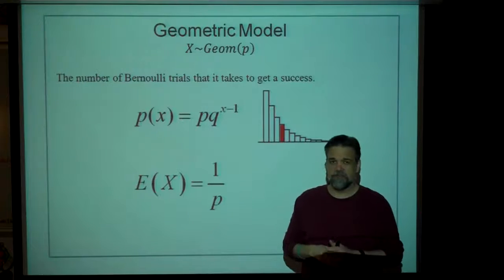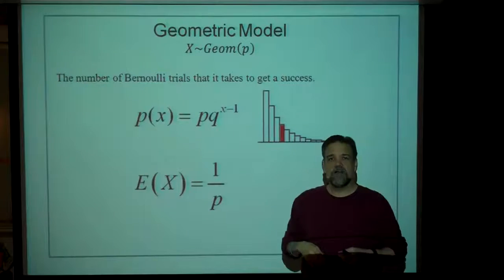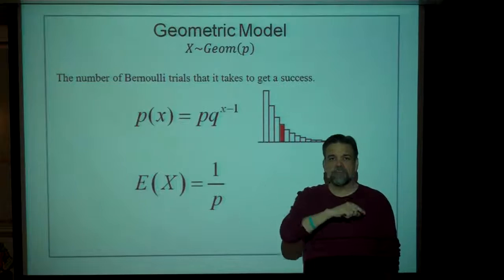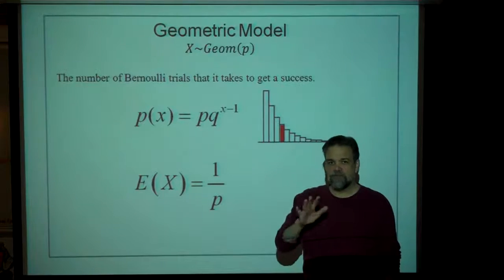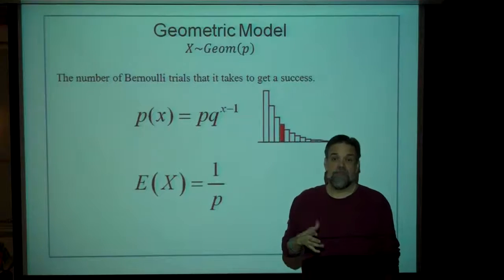Terrible way to gather your data, but let's just say it works. You're just going to randomly choose people and ask what their major is until you find a psych major. Okay? One-fifth of the people are psych majors. How many people will it take you to get your first psych major?